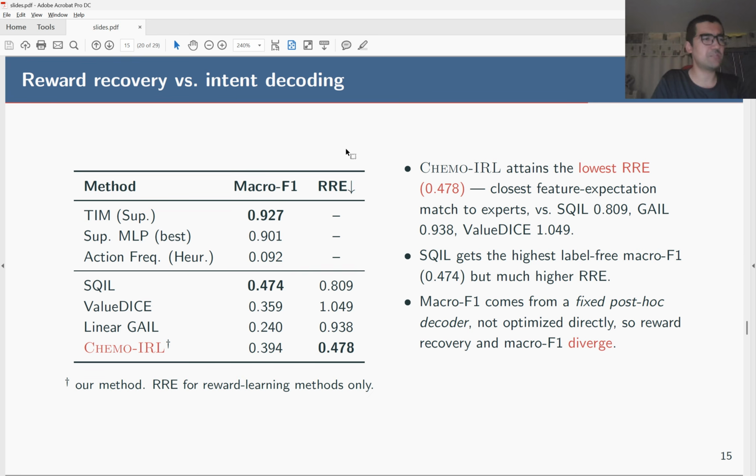That divergence is important enough that we visualize it directly. This plot makes the trade-off explicit. The horizontal axis is macro F1. Higher is better. The vertical axis is RRE, and notice we inverted it so that lower error appears higher up. So good methods drift toward the top of the chart. Our method, the red marker, sits at the very top.